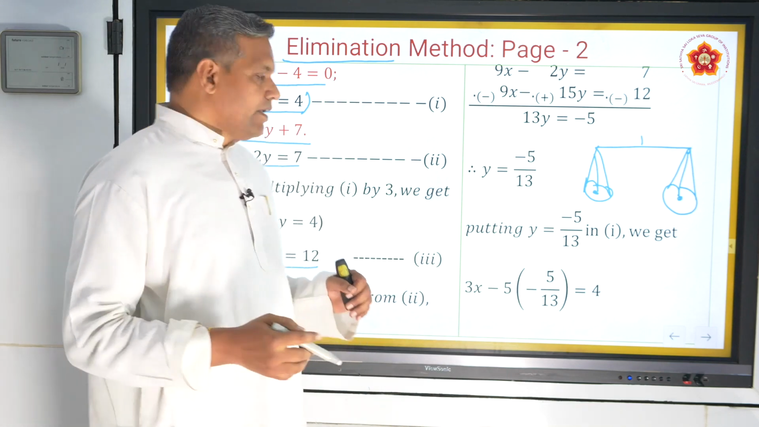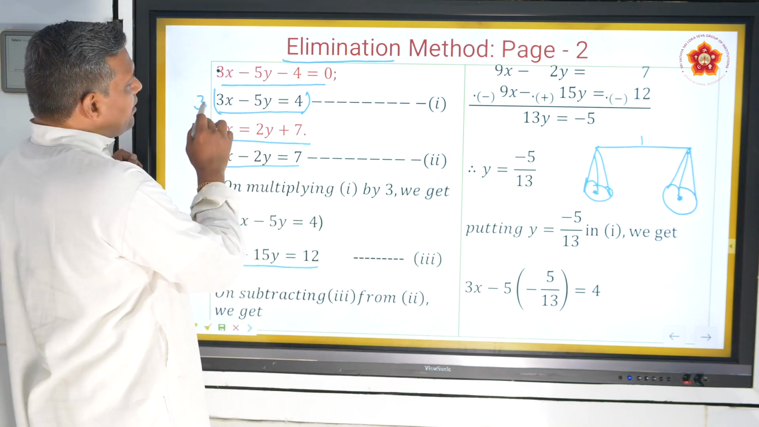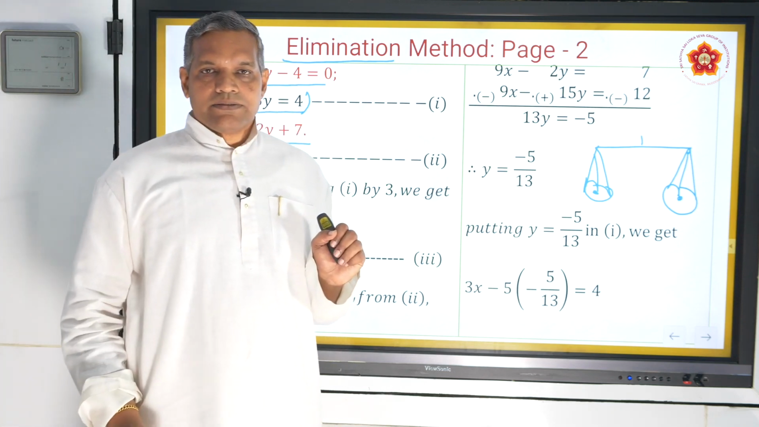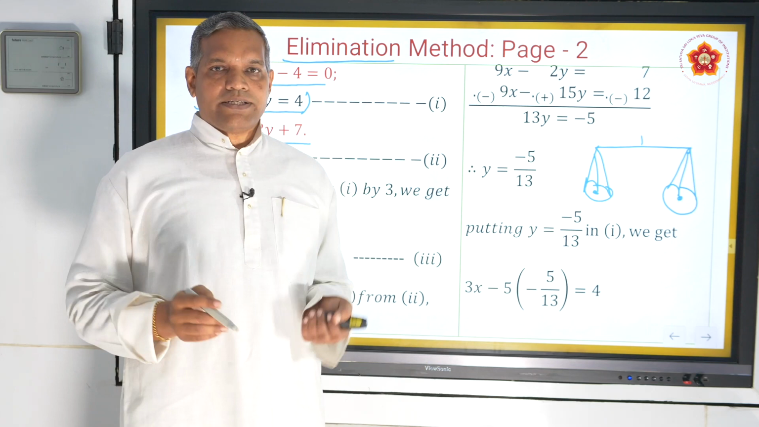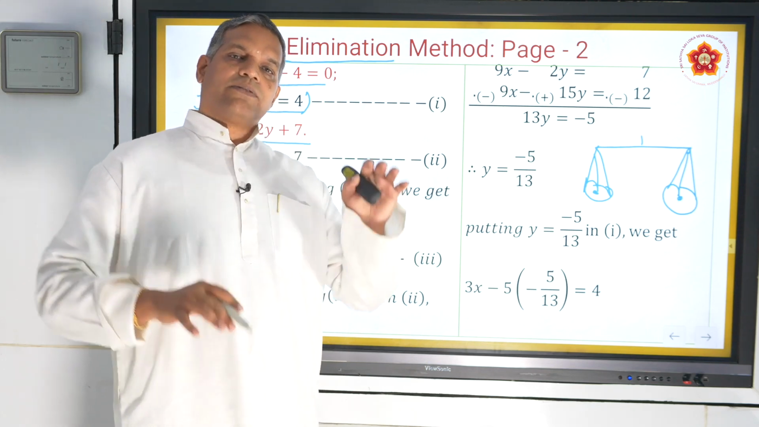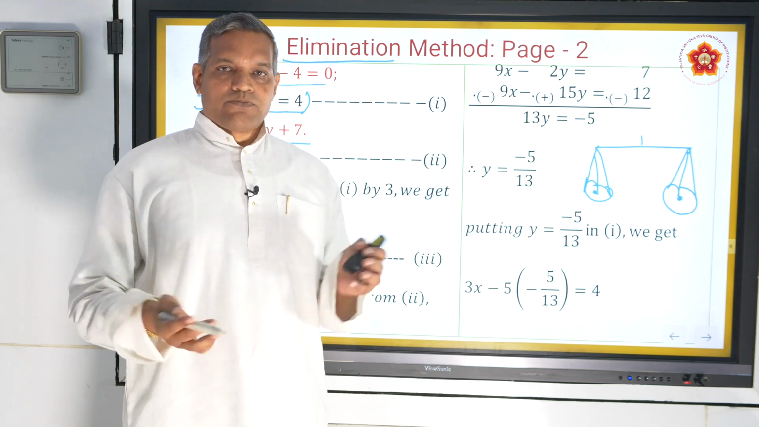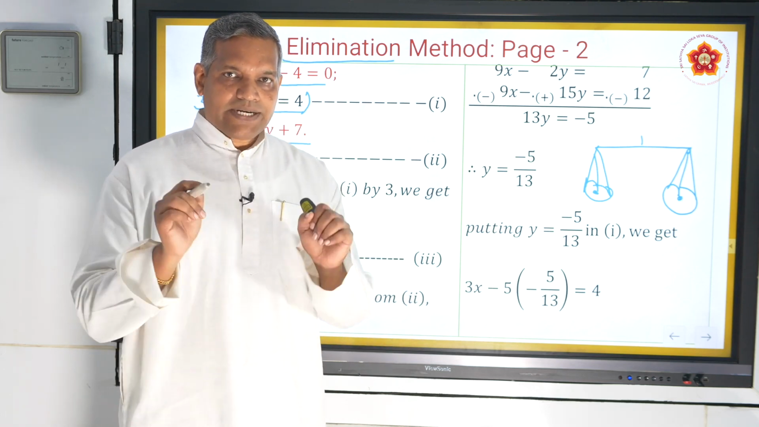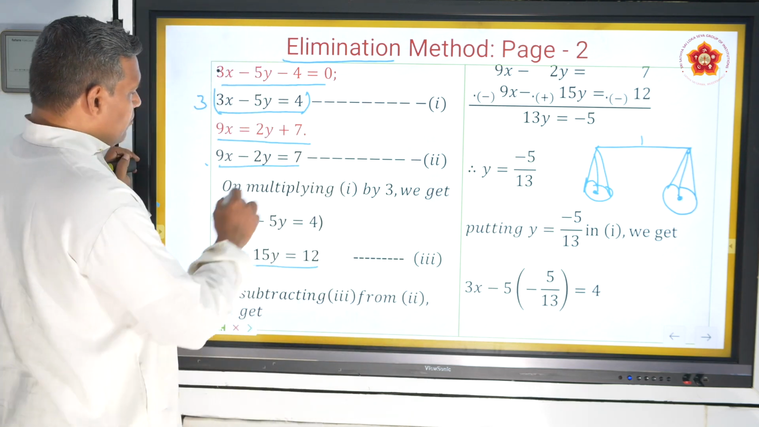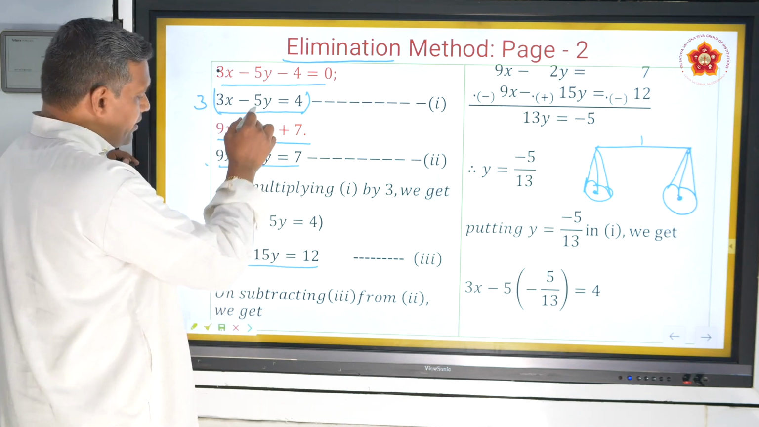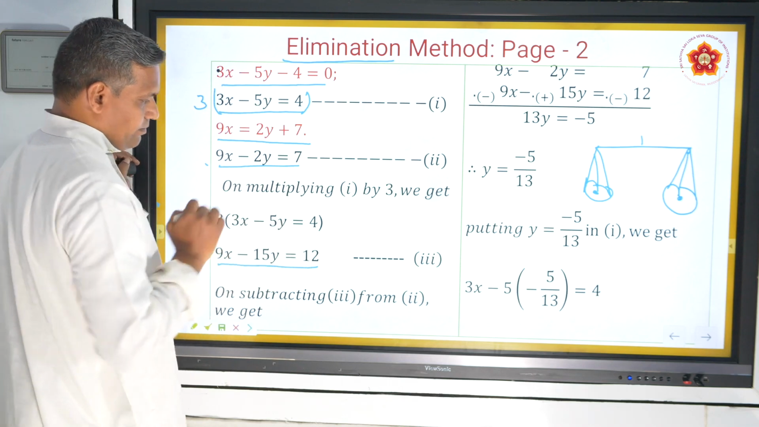Will you accept? Here I am multiplying the whole equation by 3. Here LHS I am multiplying by 3, RHS also I am multiplying by 3. So the ratio is not changed. So you don't need to worry. You can multiply with any number, but don't multiply only LHS or only RHS. Both have to be multiplied. Did you get it? Now I multiply the whole equation by 3. Then what did I get? 3 3s are 9x, 3 5s are minus 15y, 3 4s are 12.